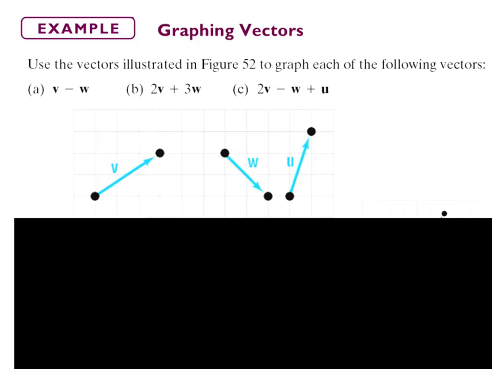Okay, so we're going to start here. We have this vector. Okay, I have a vector, v minus w. Well, there's my v and there's my w. But minus w, so the w is going 2 in the x direction and 2 in the y direction. So I'm going to make it go 2 in the x direction, 2 in the y direction, in the opposite direction. That means this is minus w. Agreed?